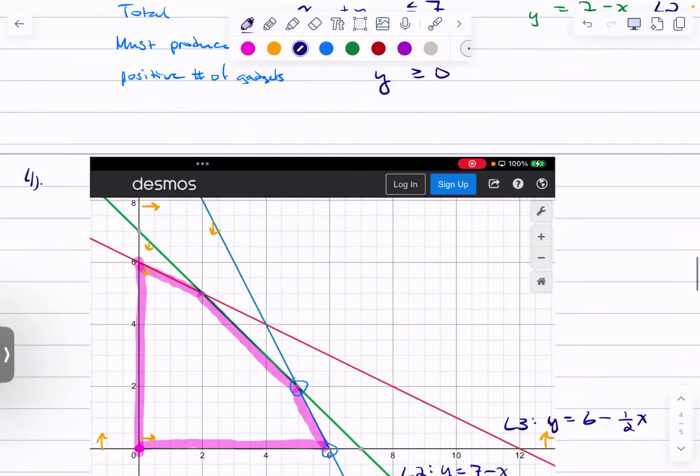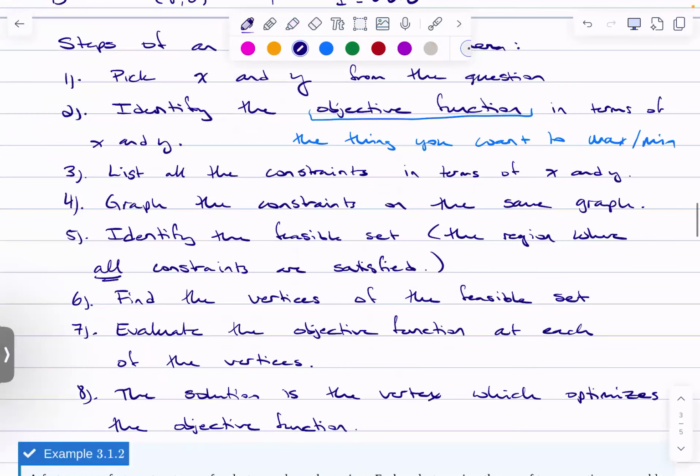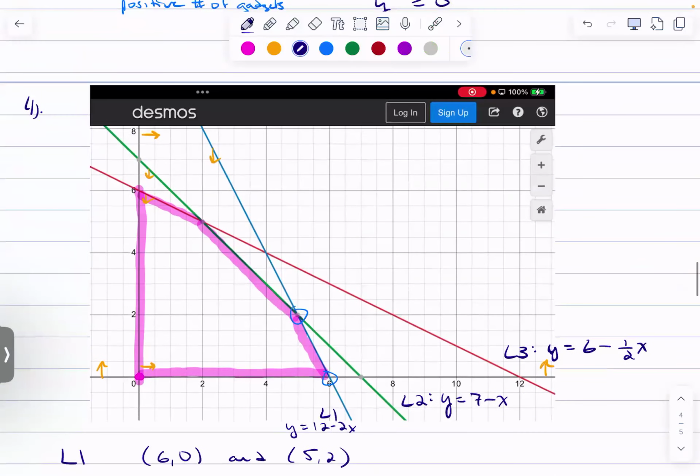We did something different here. Graph the constraints on the same graph. I gave you the graph in this case, because it's easier than drawing them all, and then you have to figure out which line is which. Then identify the feasible set. We did that, just that little area. So that was step 5, I guess.